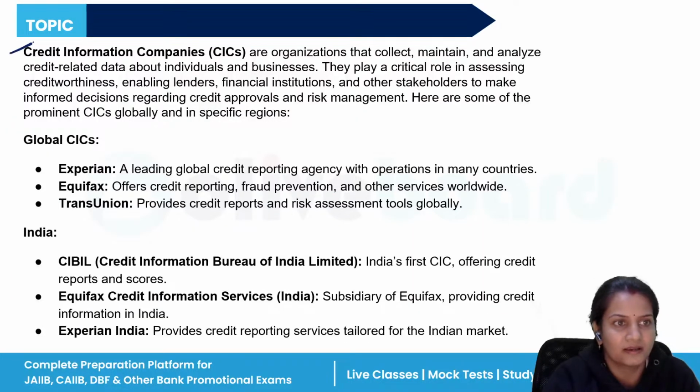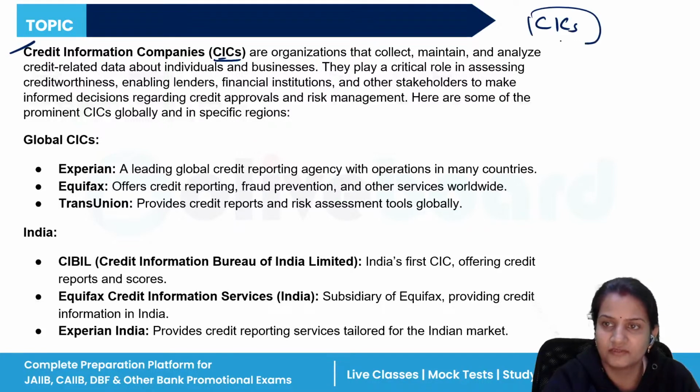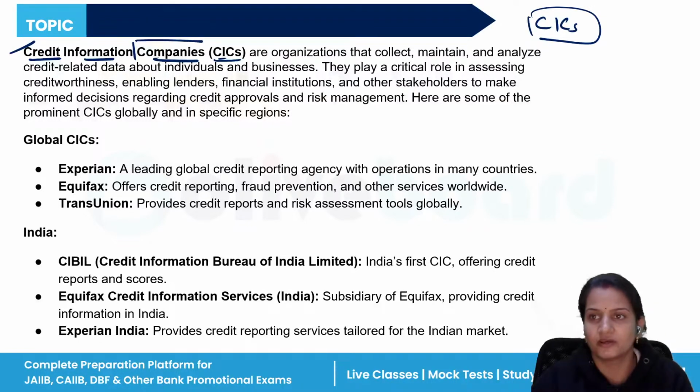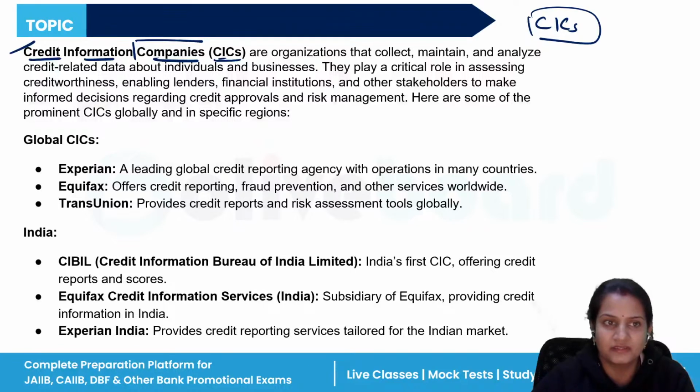Now, one important topic, that is CICs. First, what is the full form of CIC? That is Credit Information Companies. So, what are these companies? What is the role of these companies? These companies collect data of everything. They collect data of all the individuals, of different businesses. They collect internal data as well as external data, so that a proper hierarchy can be maintained, so that you can find the creditworthiness of the borrowers.